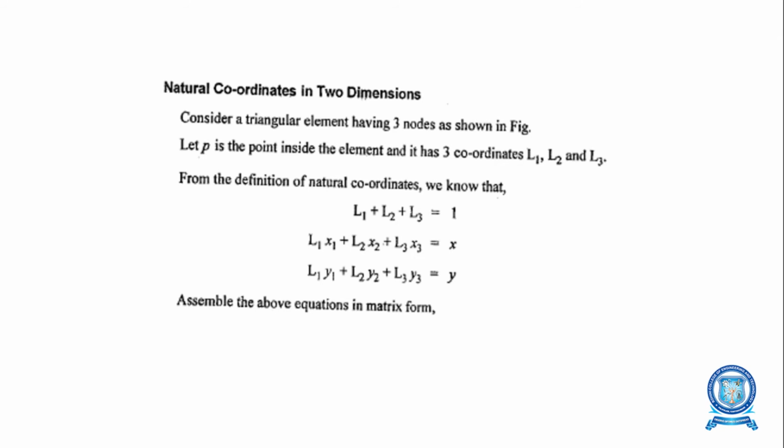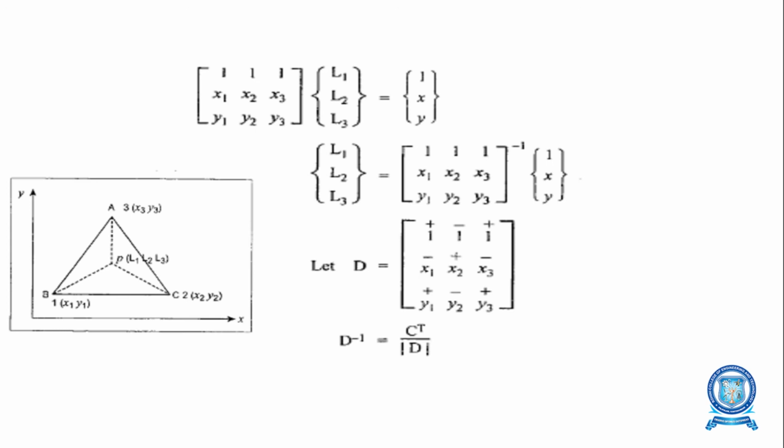So now we are assembling these equations in matrix form. Matrix of 1, 1, 1, x1, x2, x3, y1, y2, y3 into the vector of L1, L2, L3 is equal to the vector of 1, x and y. Now we transfer this from the left side to the right side. So L1, L2, L3 is equal to the matrix of 1, 1, 1, x1, x2, x3, y1, y2, y3, power inverse, into the vector of 1, x, y.